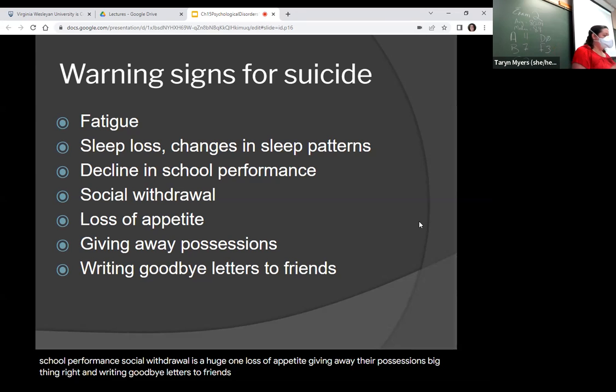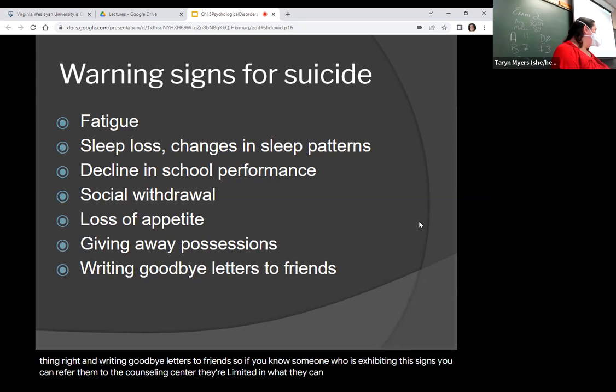So if you know someone who's exhibiting these signs, you can refer them to the counseling center. They're limited in what they can do for someone who's actively wanting to die by suicide.